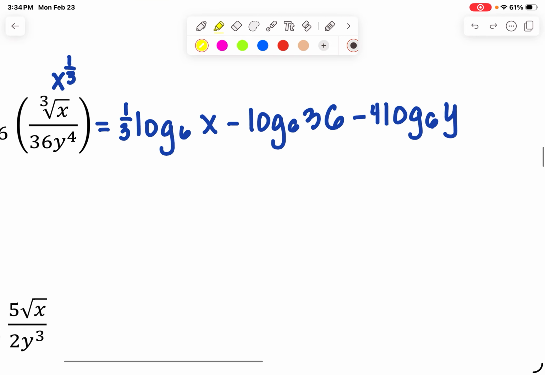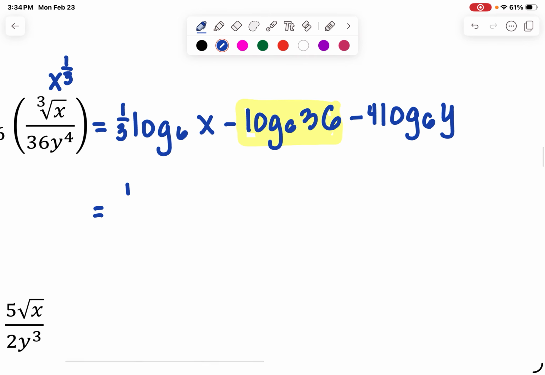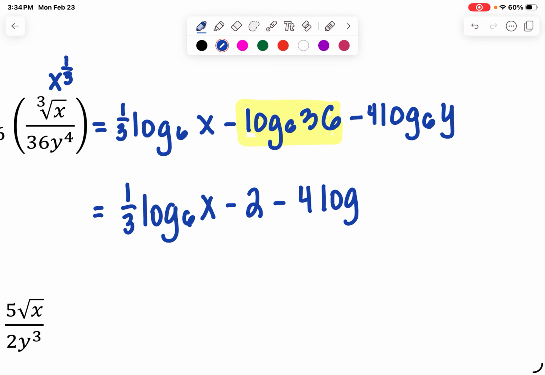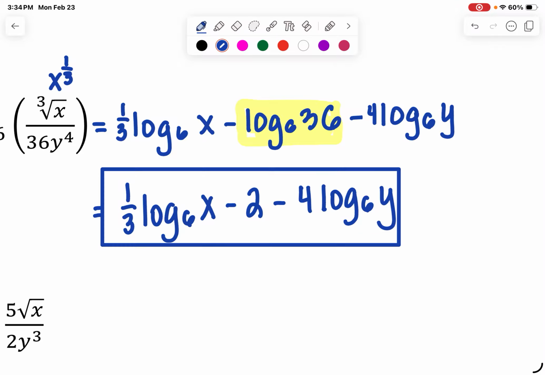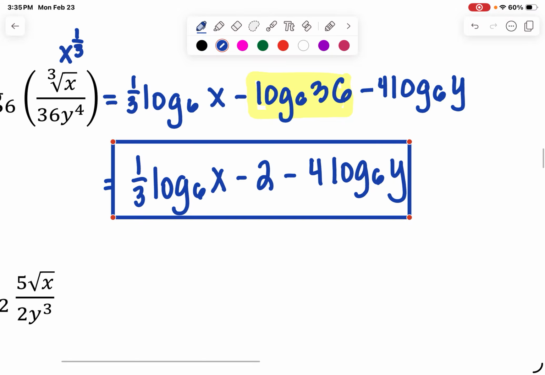So getting back to evaluating this right here, we can evaluate. This is asking us 6 to what power gives us 36, which is 2. So we have 1/3 log base 6 of x minus 2 minus 4 log base 6 of y. And there is your answer. Looking at your arguments, your argument here is x. This is not even a log, so I don't have to worry about it. This has a y. I'm good to go.